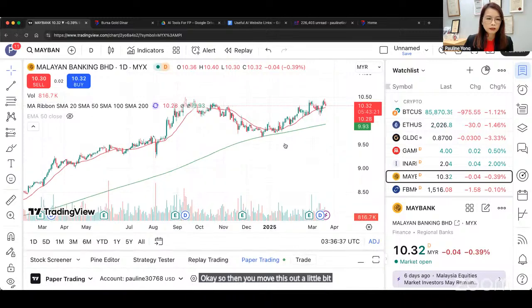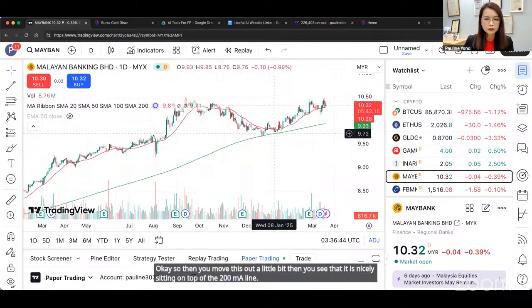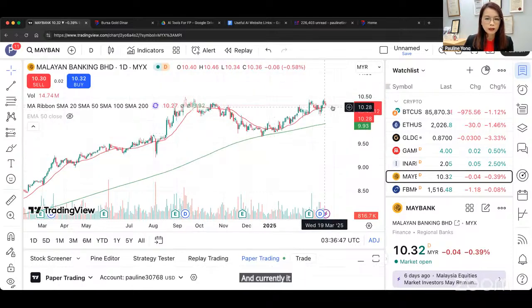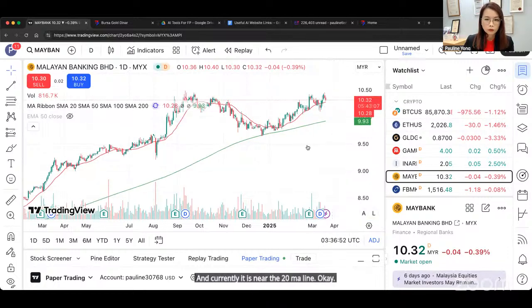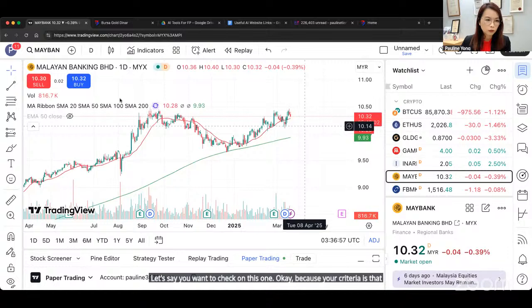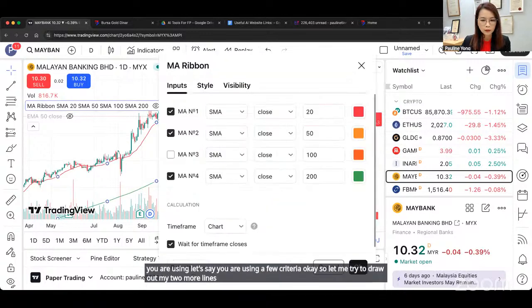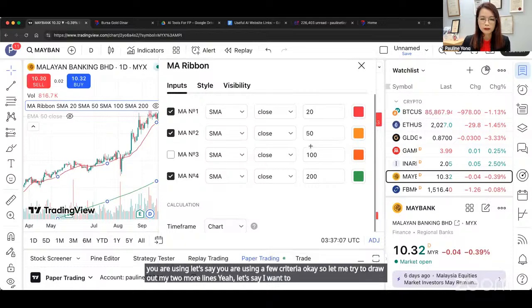Then you move this down a little bit. Then you see that it is nicely sitting on top of the 200 MA line, and currently it is near the 20 MA line. Okay, so let's say you want to trade on this one, because your criteria is that you are using a few criteria. Let me try to draw out my 2 more lines. Let's say I want to use a multi-line indicator.